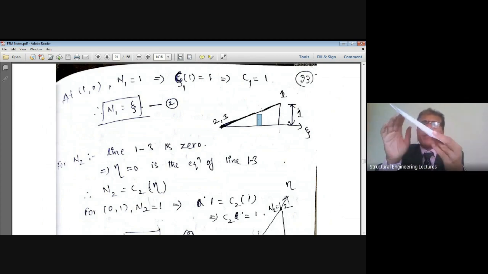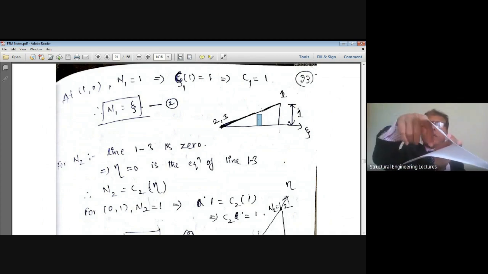That is how it will vary, with 1 unit ordinate here, like this, whereas at a distance of xi, it is only xi ordinate, right?